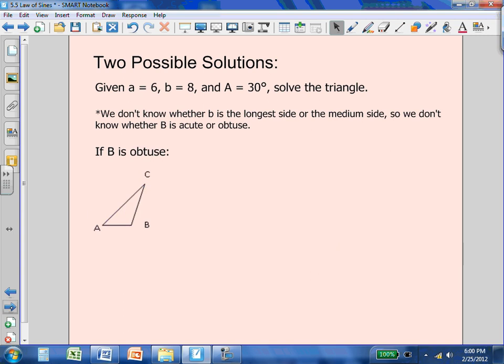Okay, notice how the picture is just a little bit different, but it's going to be labeled exactly the same way.